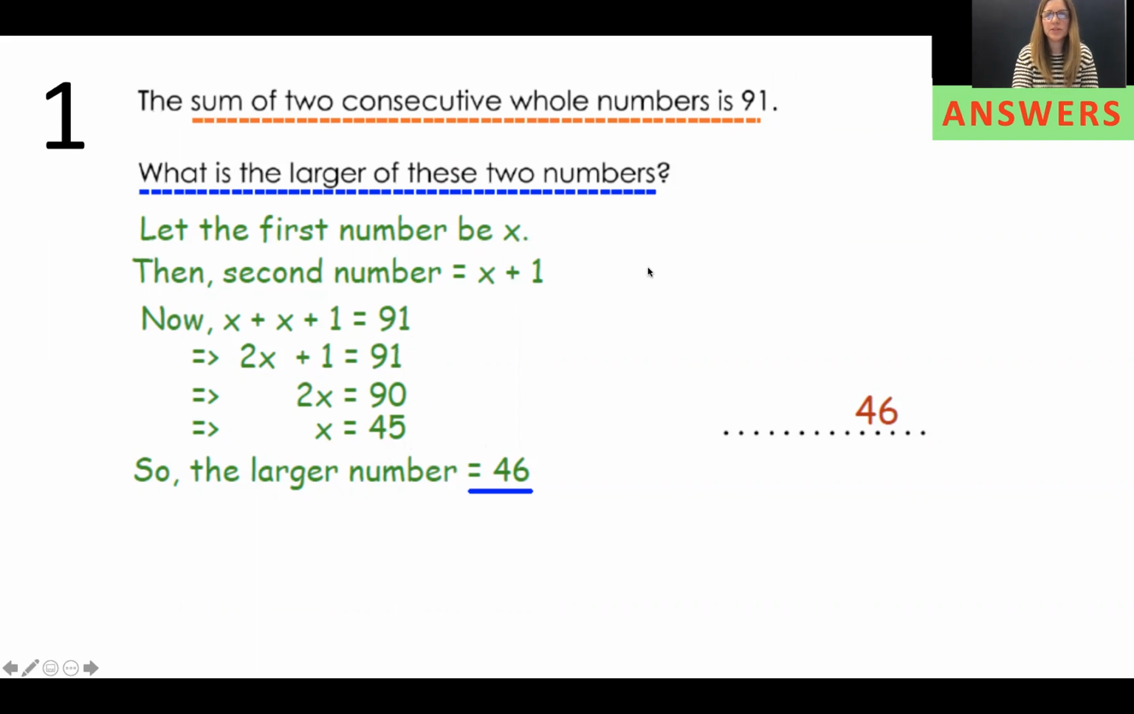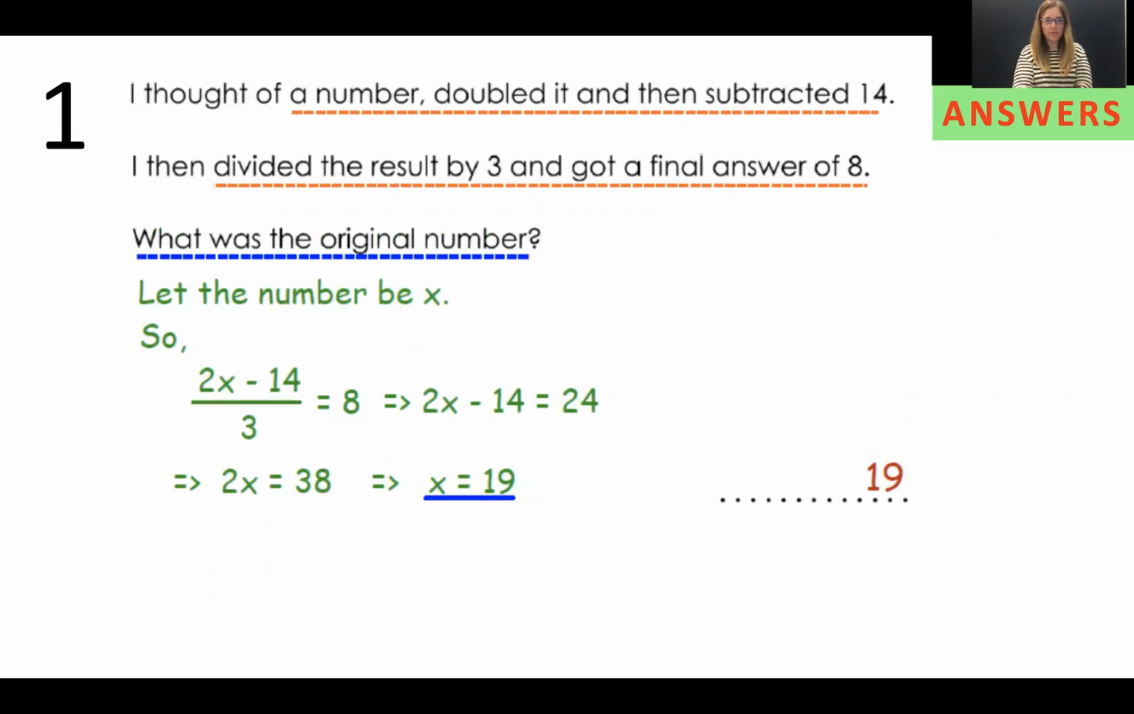The other way you can do it is if you know the numbers are consecutive, you can actually just divide this number by 2. That would give you 45.5. That would give you the midpoint of those two numbers, or indeed the average of those two numbers. So you just need to subtract half to get 45 for the smaller number and add half to get 46 for the larger number. Right, second part of that question.